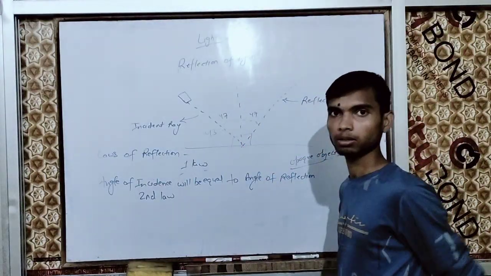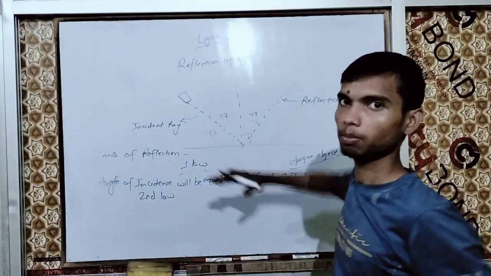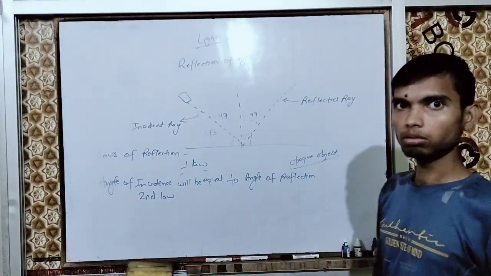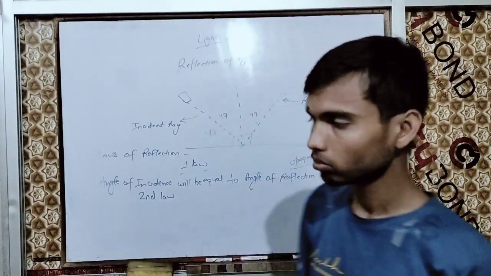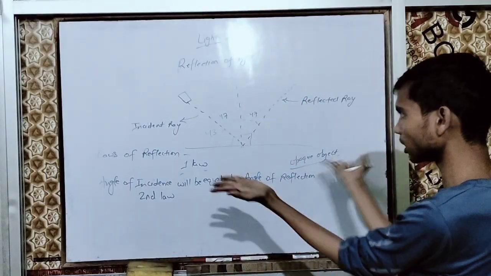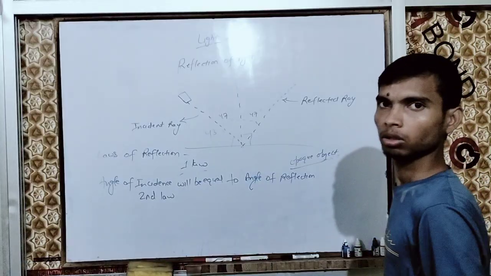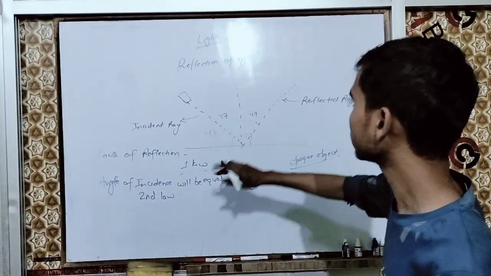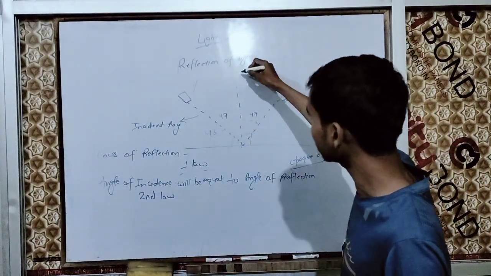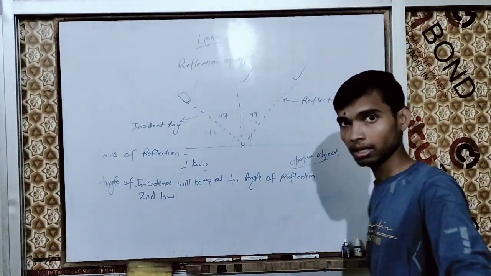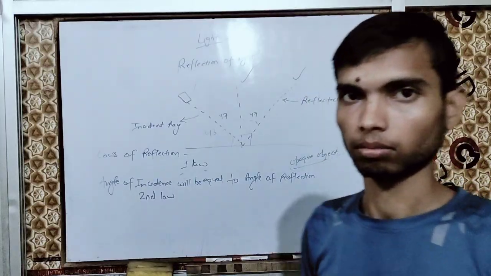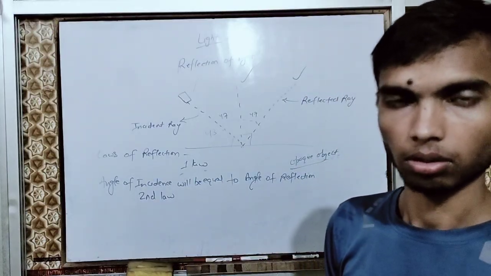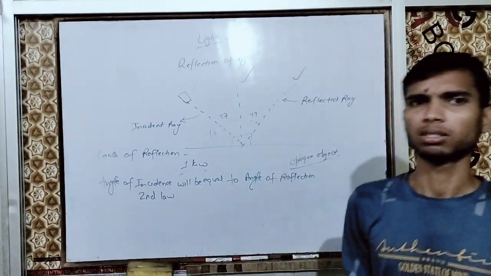Do you know what is a plane? What is a curve? What is a plane? We are not taking a circular shape object. No. Just a rectangle. So the second law says that this incidence ray, this normal line, and this reflected ray will lie on a plane surface.